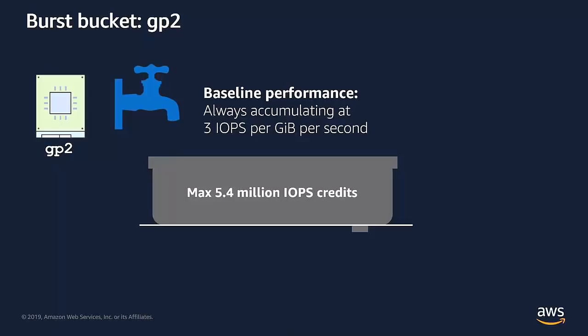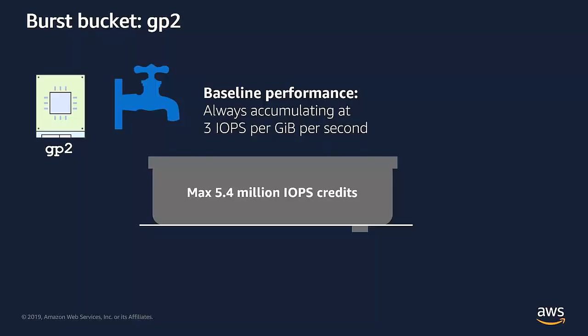For GP2, your volume is always accumulating credits at a rate of 3 IOPS per gigabyte of volume size, with a minimum of 100 IOPS. For example, a 100 gigabyte volume accumulates 300 credits every second. The bucket that is collecting the credits is fixed in size at 5.4 million credits. A volume can't accumulate more credits than this.